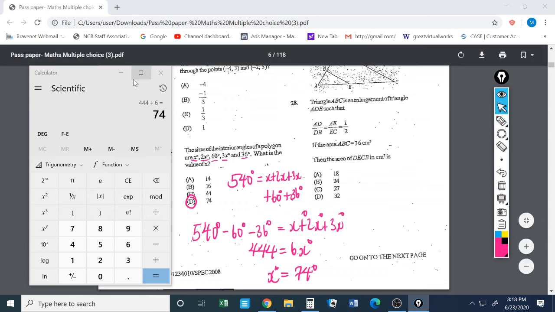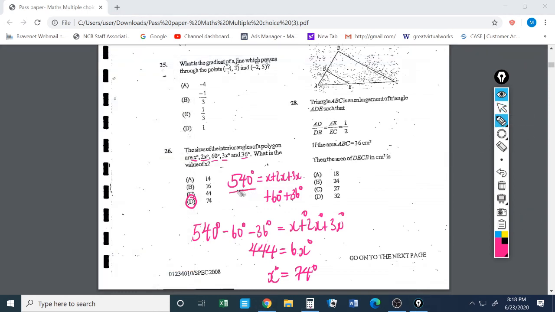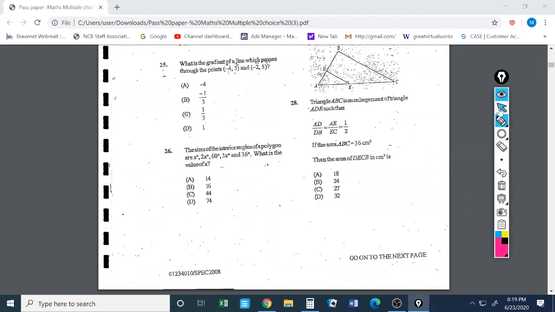This one is pretty simple if you just know that a five-sided polygon has 540 degrees as a total. But if you don't, this is hard. So just remember, guys, if something is a pentagon, it has five sides, then the total is 540 degrees for the polygon. All right, let's move on to 27.